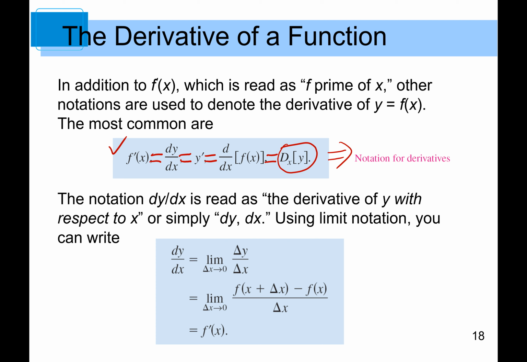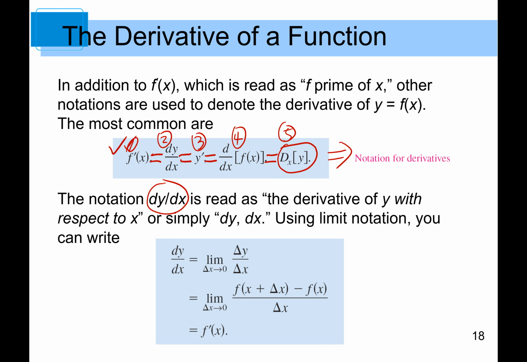And they are equivalent. But the most common ones would probably be the first three. This one, this one, this one, this one, this one: five different ways of writing a derivative. The notation dy over dx is read as the derivative of y with respect to x.